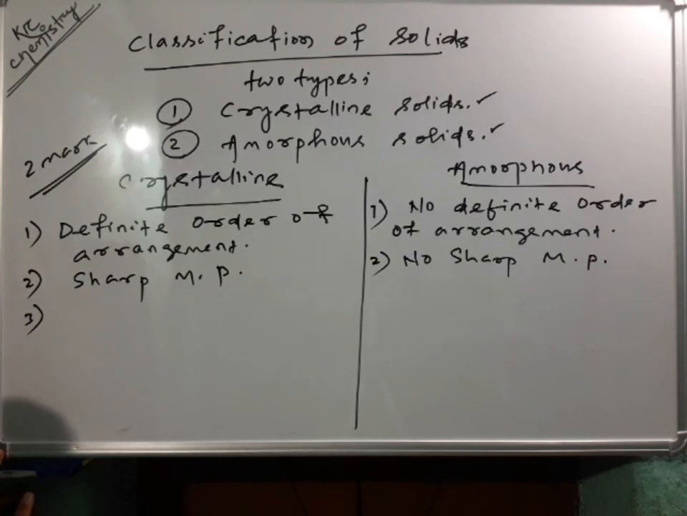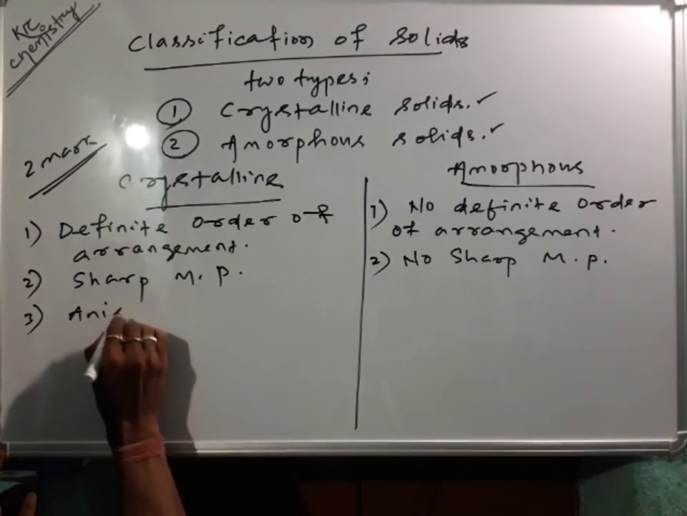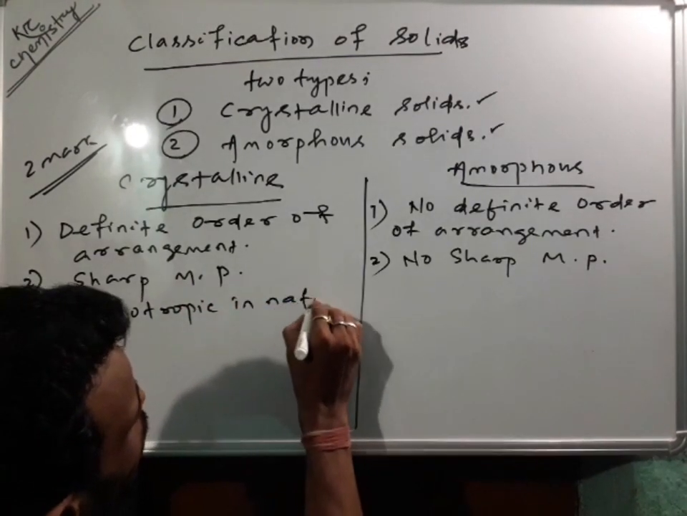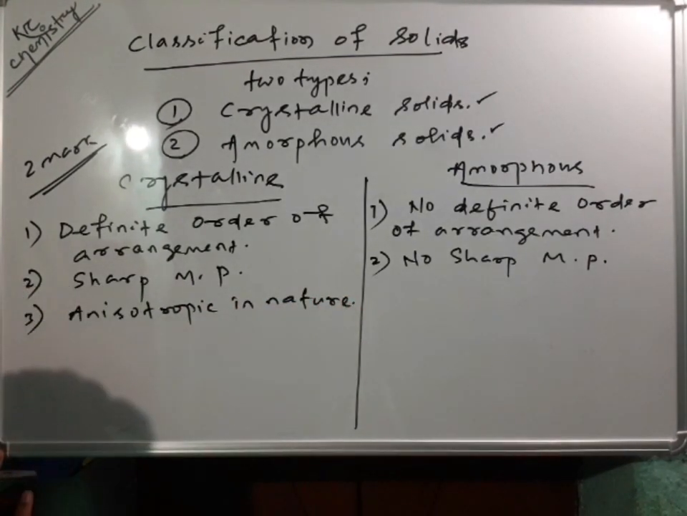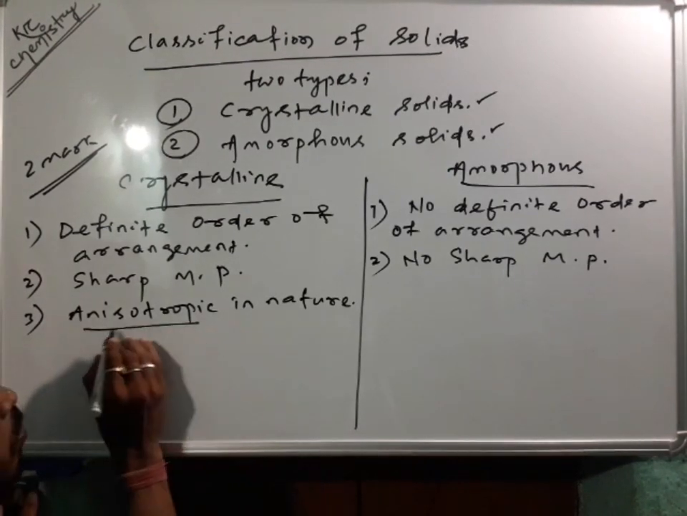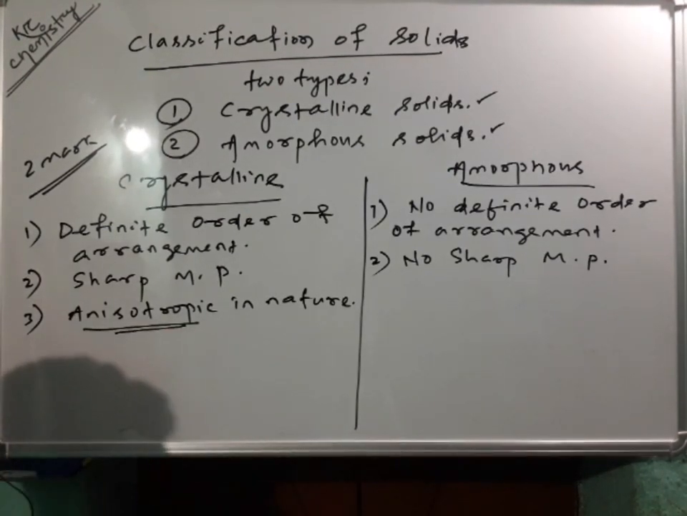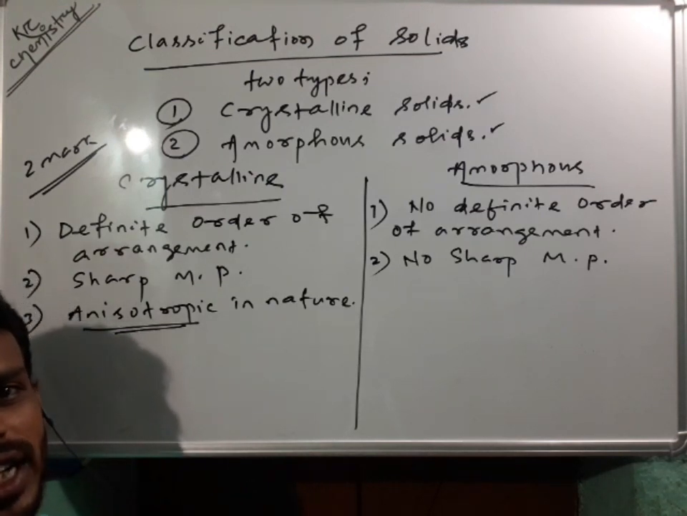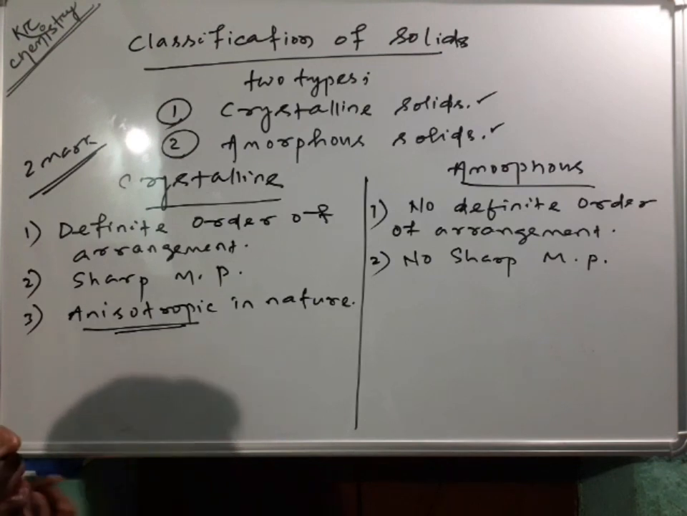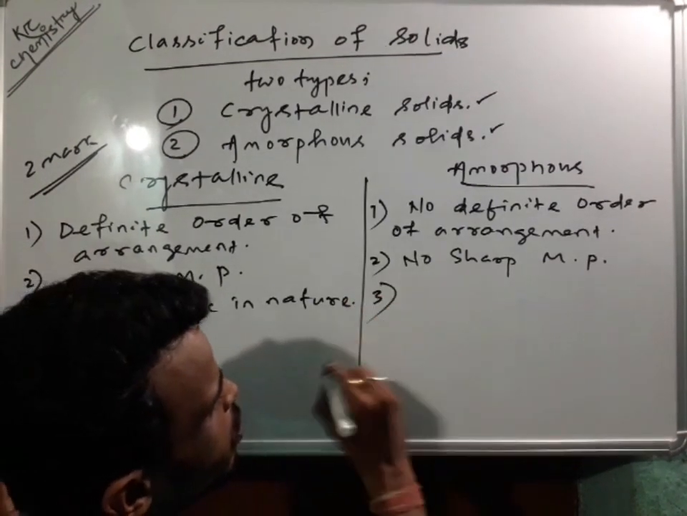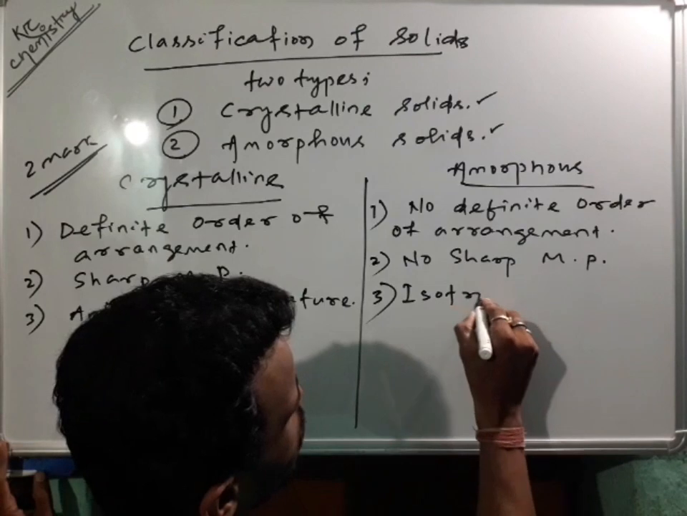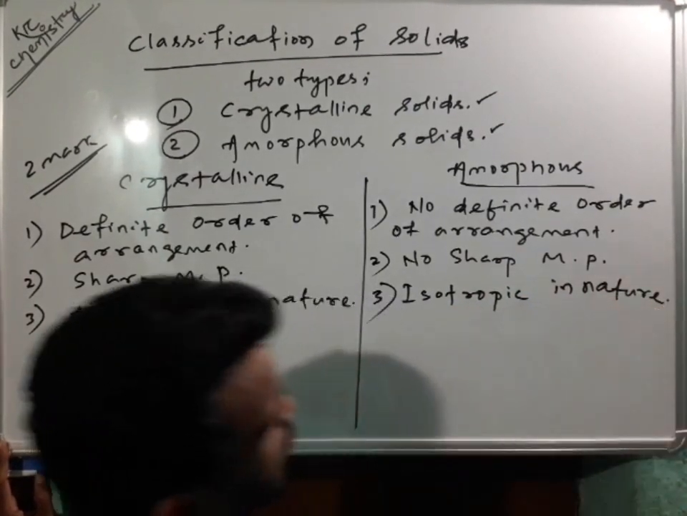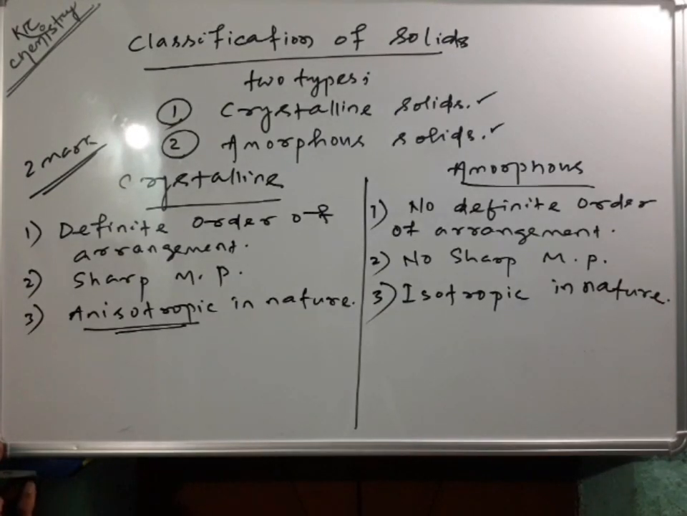The third point is that crystalline solids are anisotropic in nature. What is the meaning of anisotropic? Anisotropic means the physical properties are not the same in all directions. So these are called anisotropic. But amorphous solids are isotropic in nature.